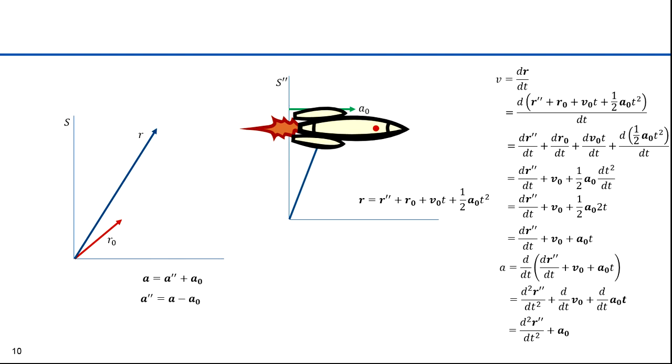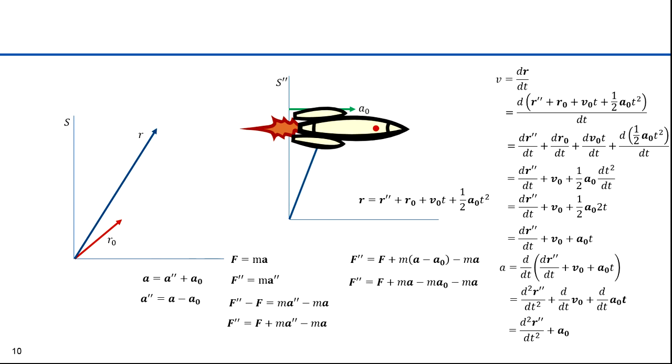We can derive the acceleration a' as the difference between the acceleration in S minus the acceleration of S'. According to Newton's second law, the force experienced by a body in frame S is F equals ma, and the force F' experienced in frame S' must satisfy F' equals ma' as well. If we subtract F equals ma from F' equals ma', we get this. Let's put F on the other side of the equation. Let's substitute a minus a0 for a'. That expands out to this. There's a plus ma and a minus ma that cancel.